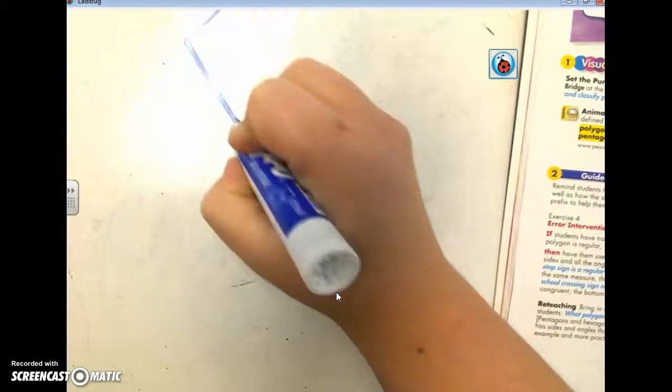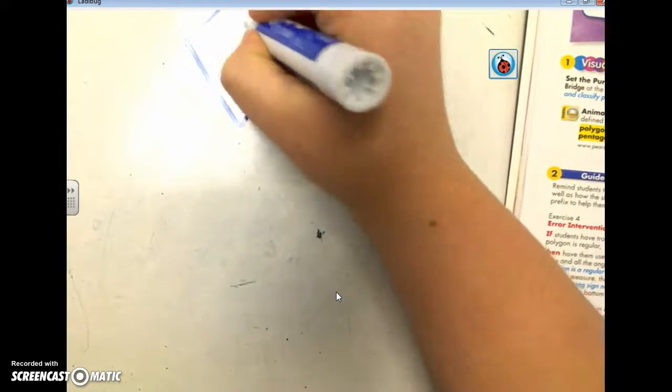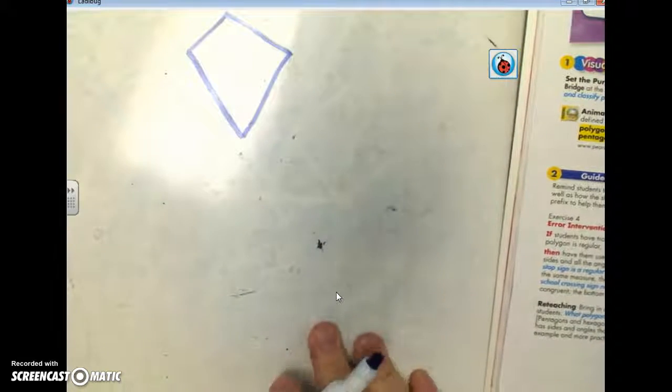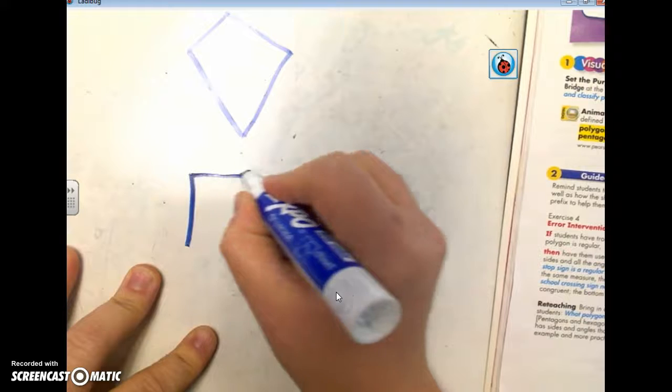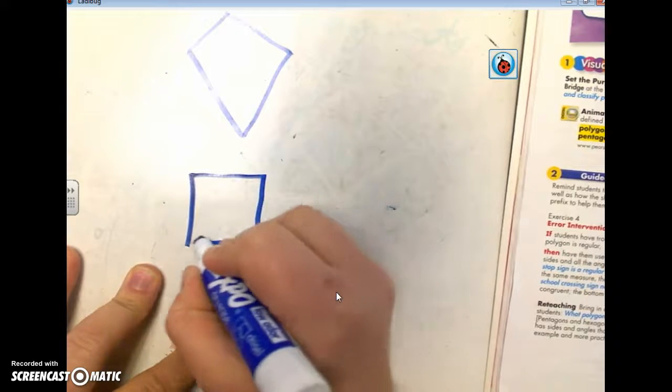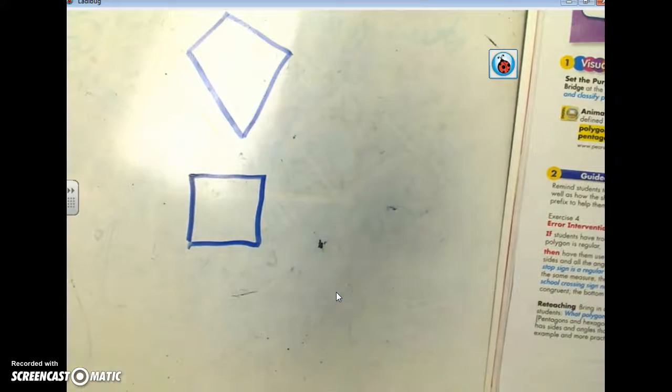Shape that's made of line segments, okay, this would be a polygon. It's a shape made of line segments, right? This would be a regular polygon. It's still a shape made of line segments, but all the sides are the same length, right?